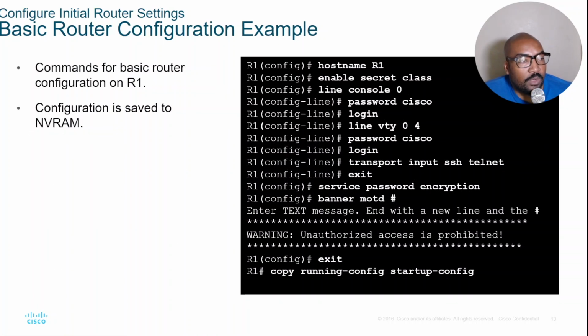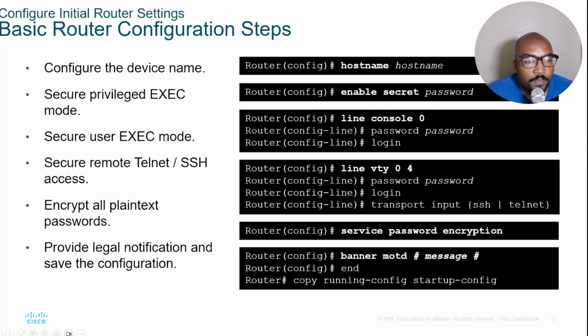Commands for basic router configurations. Configuration is saved to the NVRAM, so you have to write memory at the end, or you can use copy running-config. I typically like to do the write memory command, but that's okay. I'll show you all that stuff here in a minute. But we're going to configure the host name, enable secret, line console, password, login, and all that good stuff. You can see all this information here, right? And in just a little bit, we're going to go over a Packet Tracer. We're going to go through this stuff so I can show it to you, okay?